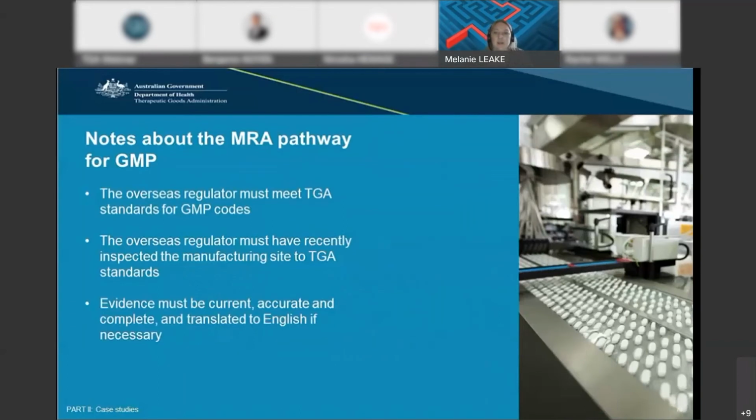So to proceed down the MRA pathway, the overseas regulator must meet TGA standards for GMP codes and have recently inspected the manufacturing site to TGA standards. Evidence must be current, accurate, complete and translated to English if necessary. Note that this refers to the MRA annex on GMP, the sectoral annex on medicinal products, GMP inspection and batch certification. There is also a separate MRA sectoral annex on medical devices.